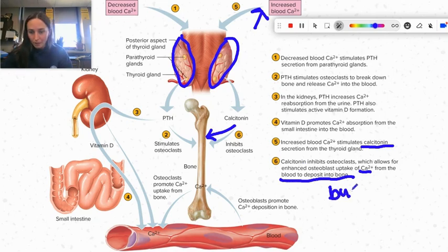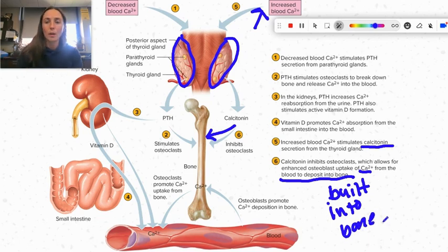osteoblasts. So I'm going to say it's built into bone. That's like a note you want to make on your notes as well.